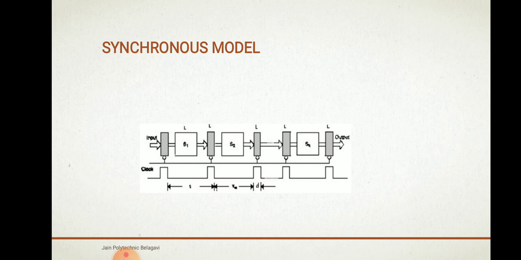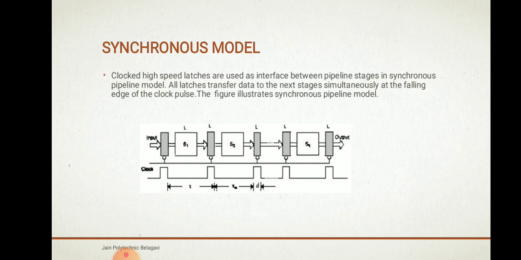Next we go for the synchronous model. In synchronous models, for the data flow between two stages, we use clocked high speed latches. That is, between two stages such as S1 and S2, clocked high speed latches are used as interfaces. If such latches are used between two stages of pipelining, then it is called a synchronous model. All latches transfer the data to the next stages simultaneously at the falling edge of the clock pulse.